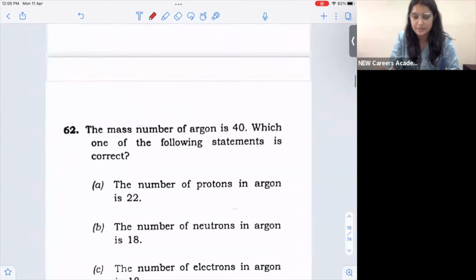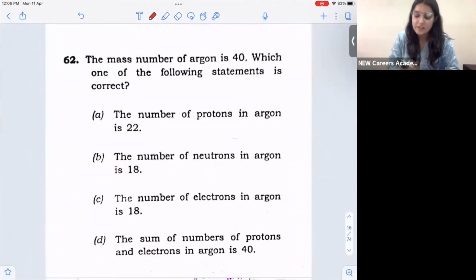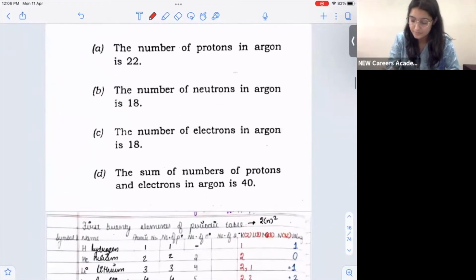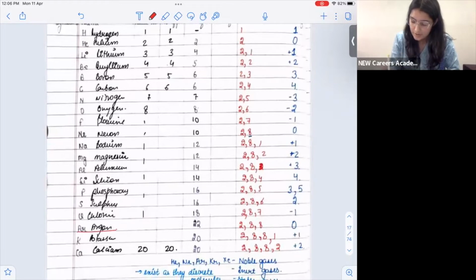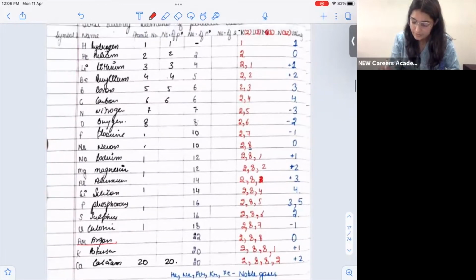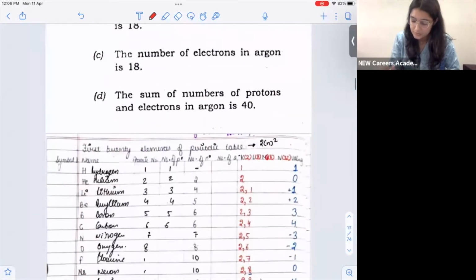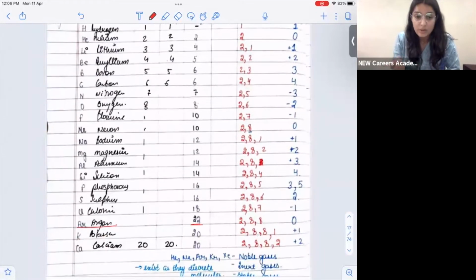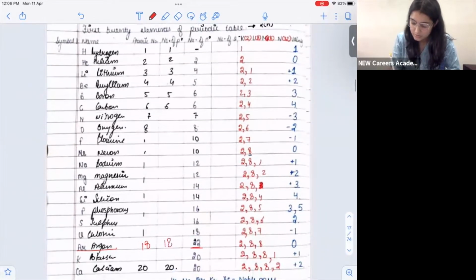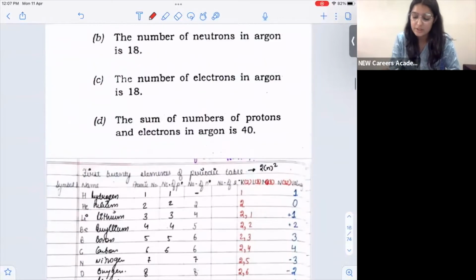Option C. Next, the mass number of argon is 40. Which one of the following statements is correct? Okay, argon, mass number 40, right? So it has 22 neutrons, and we know the atomic number of argon is 18. That means 18 protons and 18 electrons. So now let us read the statements.